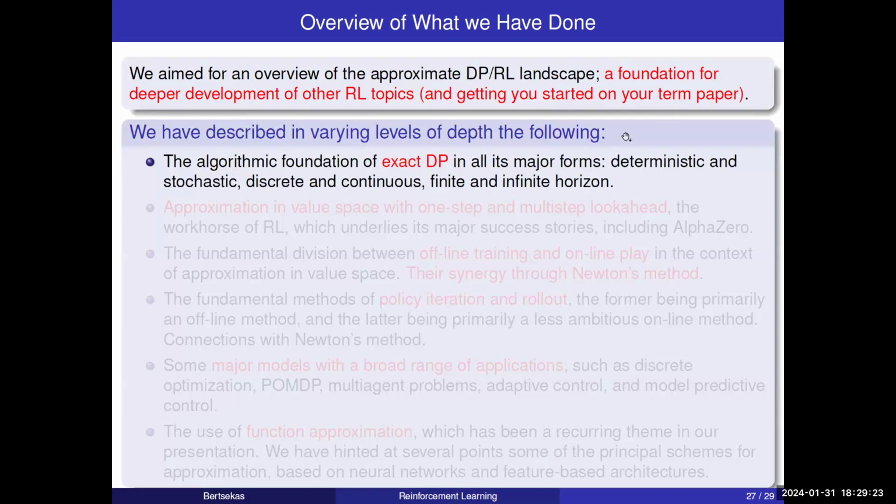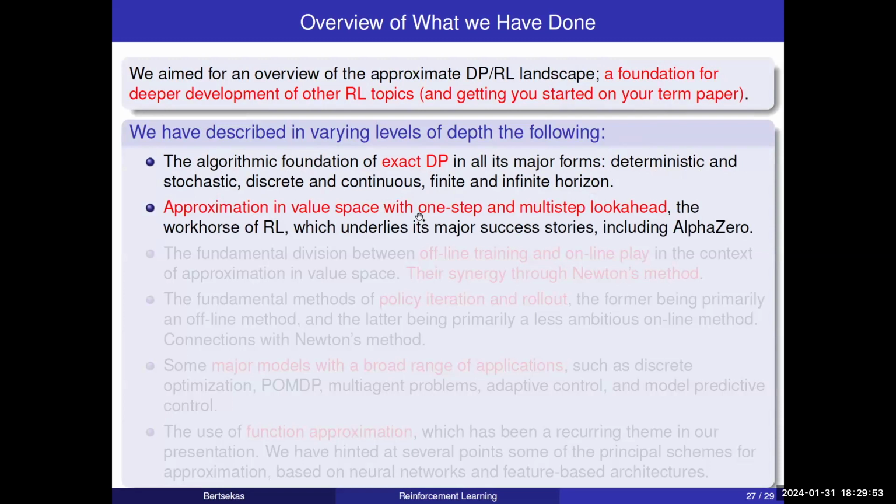So we have described the following: the algorithmic foundation of exact dynamic programming in all its major forms: deterministic and stochastic, discrete and continuous, finite and infinite horizon. The foundation is dynamic programming. This is not going to change. The field may evolve, but dynamic programming will continue to be the foundation. That's part and parcel of reinforcement learning.